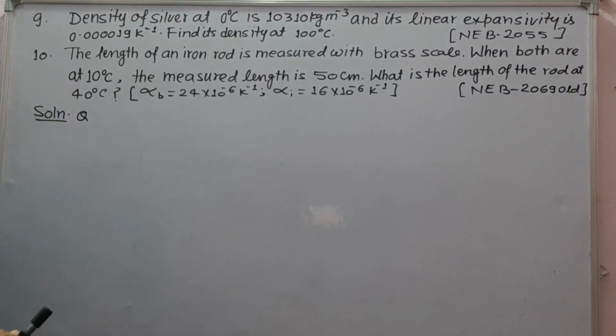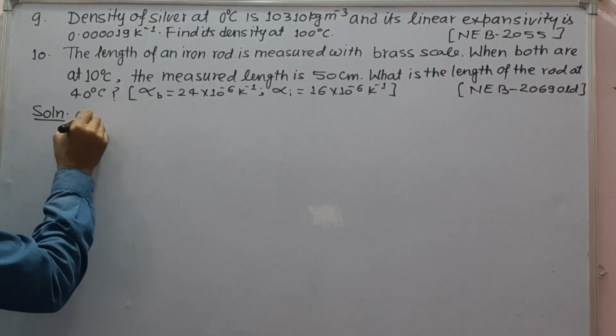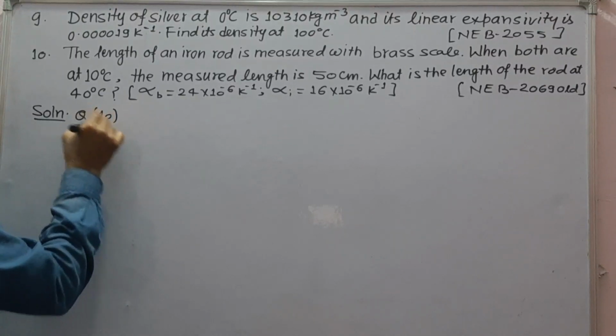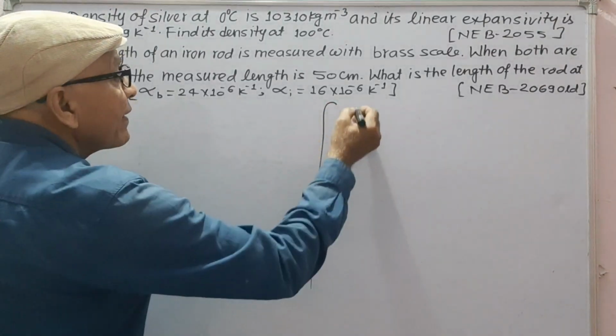Next, question number 10. The question is, the length of an iron rod is measured with the brass scale. When both are at 10 degrees Celsius, the measured length is 50 cm. What is the length of rod at 40 degrees Celsius? Solution to question 10, given.